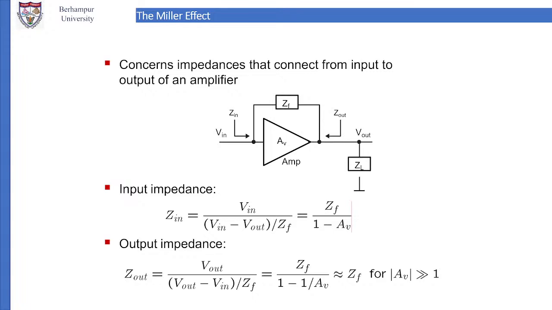Since usually the gain of the amplifier is large, therefore 1 by AV is small. For AV large, 1 by AV will be small compared to 1 and can be neglected. So Zout is approximately equal to ZF when AV is much greater than 1.